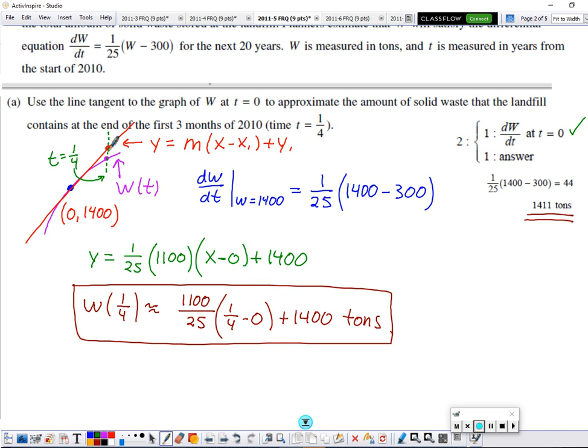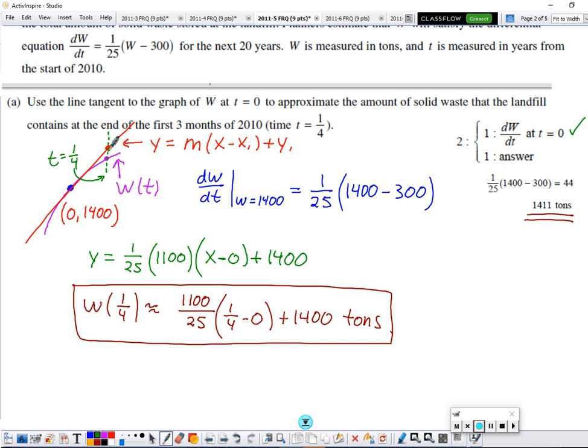If I'm drawing the picture and I look back at the equation, that'd be a good thing to say: I'm going to use the equation of the tangent line to approximate. So you can make a flashcard for that one. Whenever they say use a line tangent to approximate something, you're always going to create the line tangent, and you're just going to plug in and use it as your approximation. That's what you always do.